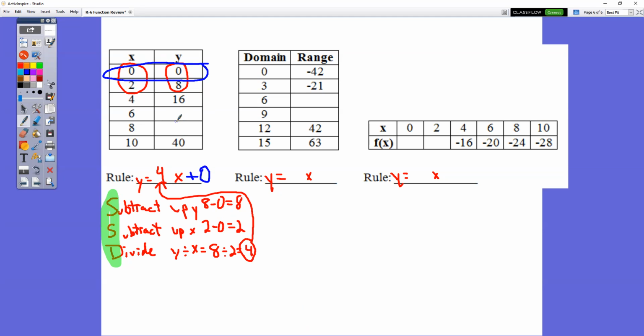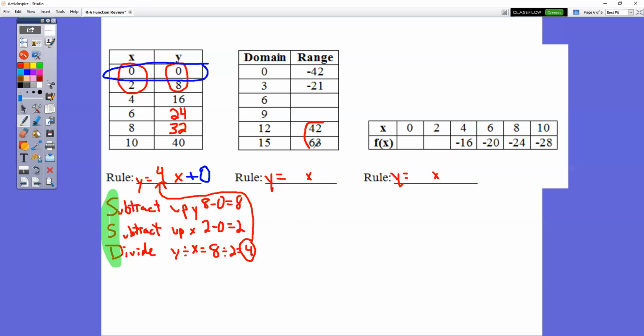Finding the two missing numbers in the table, you're going to do it the same exact way. Follow the pattern. How do you get from 0 to 8 to 16? We are adding by 8. So the next number would be 24. Adding by 8 again, the next number would be 32. Take a look at this middle one.